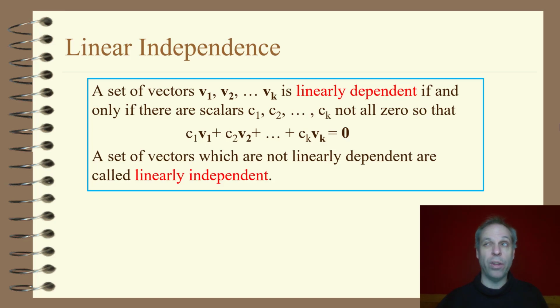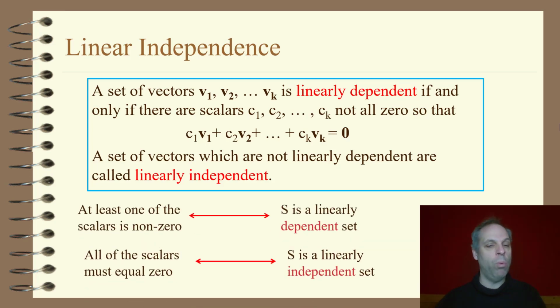A set of vectors that are not linearly dependent are called linearly independent. Now, again, to make it very clear to you, if at least one of the scalars is non-zero in this linear combination, if you can find one such linear combination of 0 where one of the scalars is not 0, we say the set is linearly dependent. If the only linear combination of these vectors that adds up to 0 is where the scalars are all 0, that set is called linearly independent.